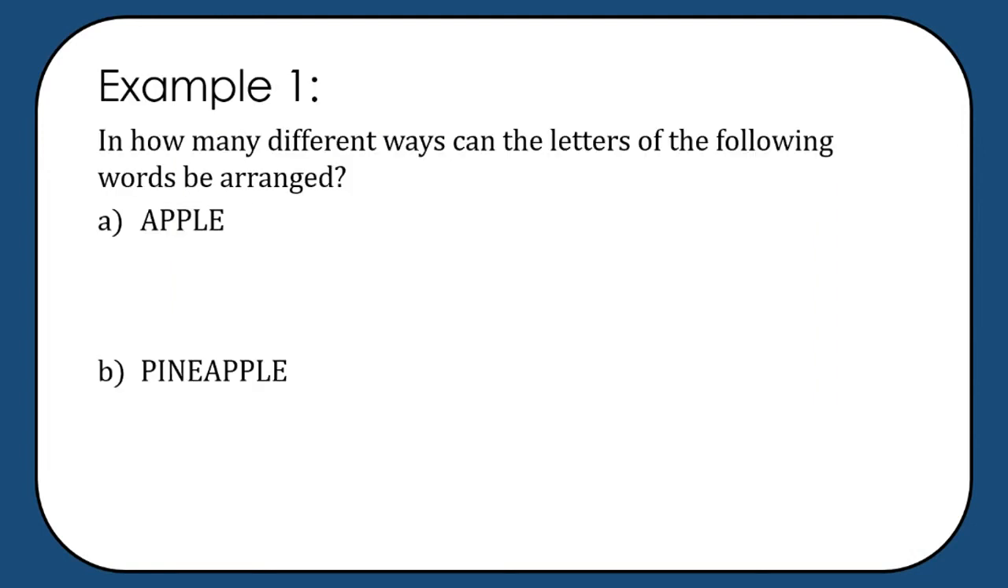Okay, so in how many different ways can the letters of the following words be arranged? So apple. We've got 5 different letters, so there's 5 factorial arrangements, except that will be too many arrangements because of the double P. And in fact, it is 2 factorial too many, so we need to divide by 2 factorial. So we're going to have 120 over 2, so 60 different arrangements of the letters of the word apple.